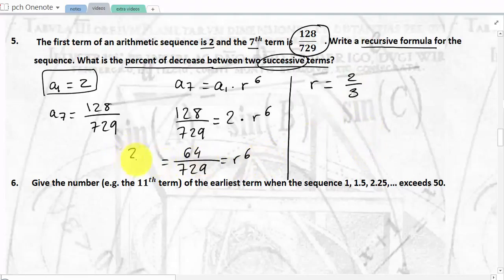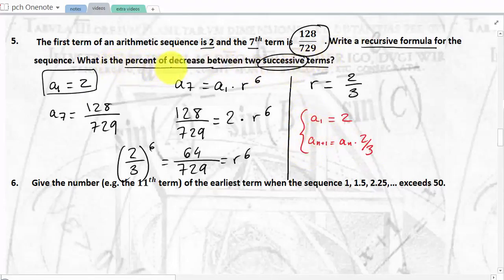This is (2/3)^6. So r is 2/3. Therefore, the recursive formula for the sequence is a1 equals 2, a(n+1) equals a_n times 2/3. Here we go. Let's go over the second question.